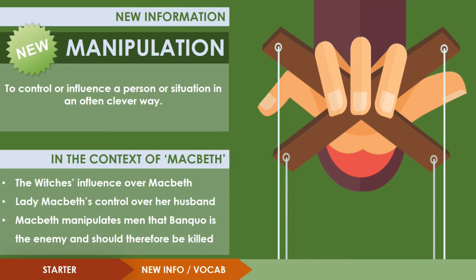So in the context of Macbeth, there are three main instances of manipulation. The first is the witches' influence over Macbeth and how they used the gift of foresight to know precisely how their words would affect Macbeth. The second is Lady Macbeth's control over her husband, manipulating and essentially bullying him into killing King Duncan. And the third happens later in the play, where Macbeth manipulates men that Banquo is the enemy and should therefore be killed. So he blames these murders' poverty on Banquo himself.